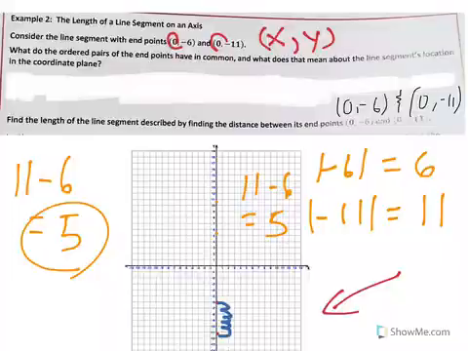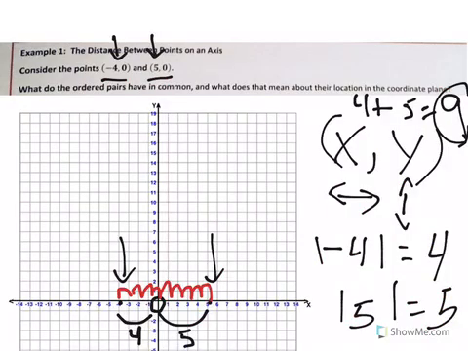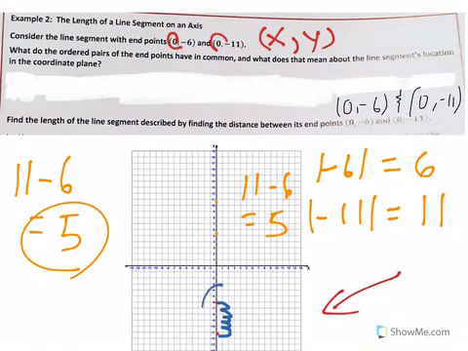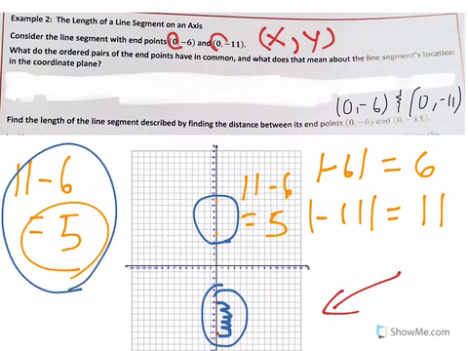distance. But going back to this original, if you have a positive and a negative, and you're trying to find the distance between them, you add the absolute values. If you have 2 negatives or 2 positives, meaning the signs are the same, then you subtract the 2 values.